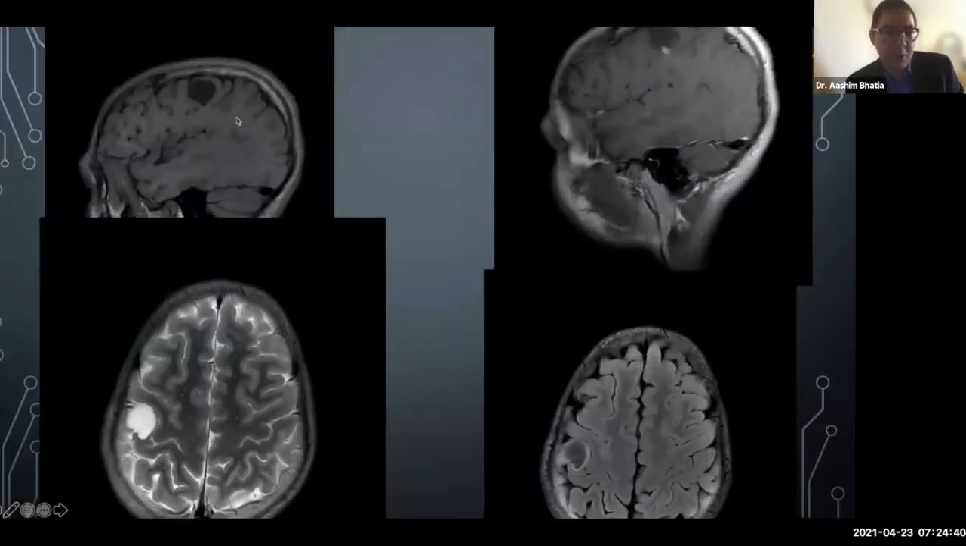Here's another example. So T2, not as great an example of a bubbly appearance, but it has a little enhancing component. And that's usually what you see when you see a DNET enhancing, a little enhancing nodule next to it. This also has the hyperintense rim FLAIR sign. So another classic example on FLAIR.